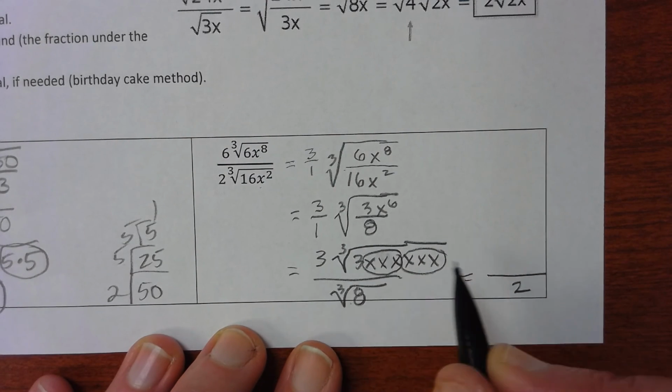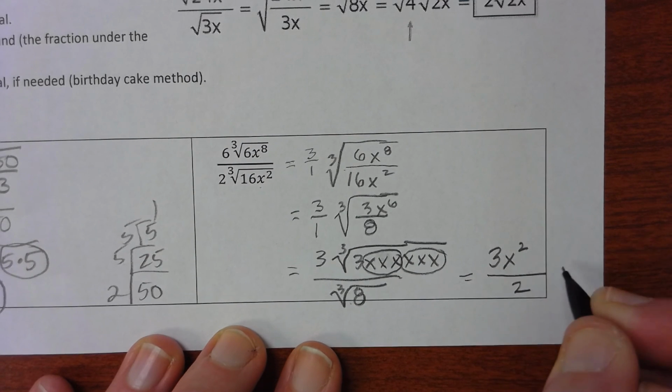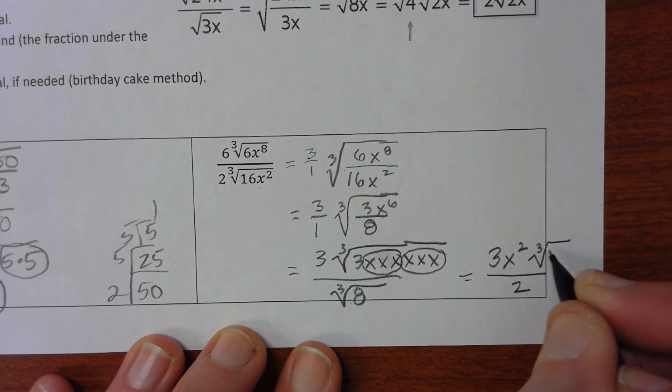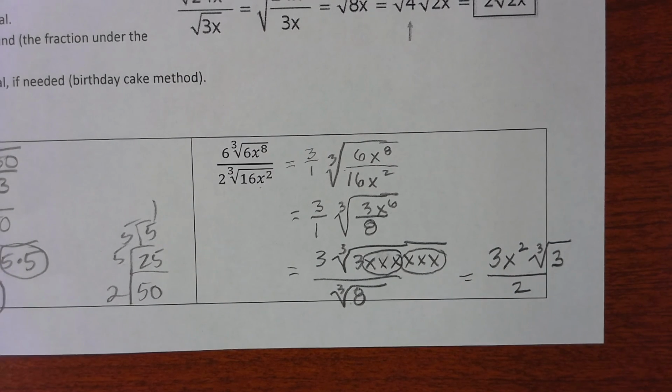Bring an x out. Bring another x out. 3x squared. Cube root of 3. I had 2 groups of 3, so I'm going to bring an x out, bring another x out. That's why I have x squared. 3 all stays under the radical. Okay, so you'll see that today in a couple of our problems that we'll do after lunch, where you're going to put the radicals together, and then you're going to have to take them back apart in order to simplify.